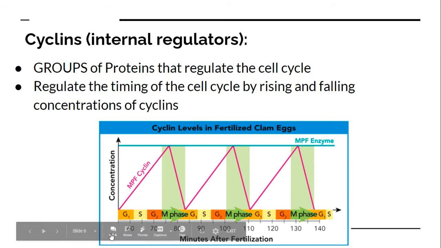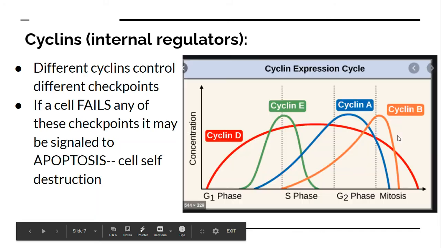So we can see here in this graph, and this is just, I think it's an oyster cell, cyclin increases, and then starts to go down. And then it goes up, and then it goes down again. And as time goes on, we can see these cyclin levels increasing and decreasing as we go through G1, S, G2, and the M phase of the cell cycle.